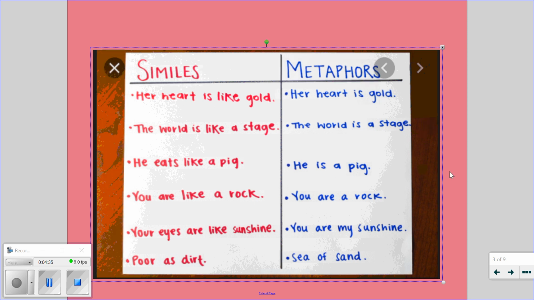This next one is a really good one for your mom and your poem. It says, you are like a rock. That means that your mom is a firm foundation for your family.